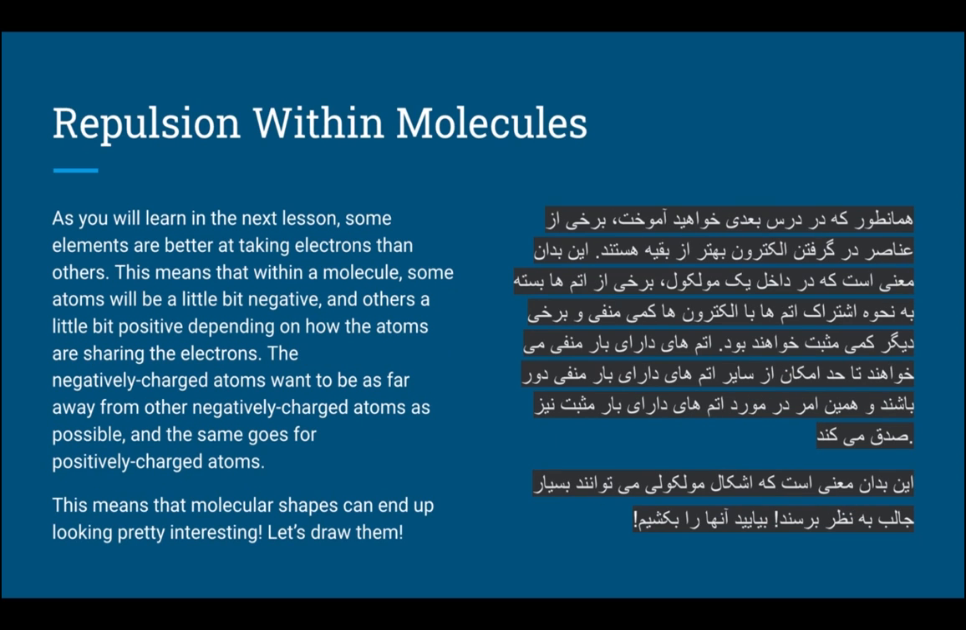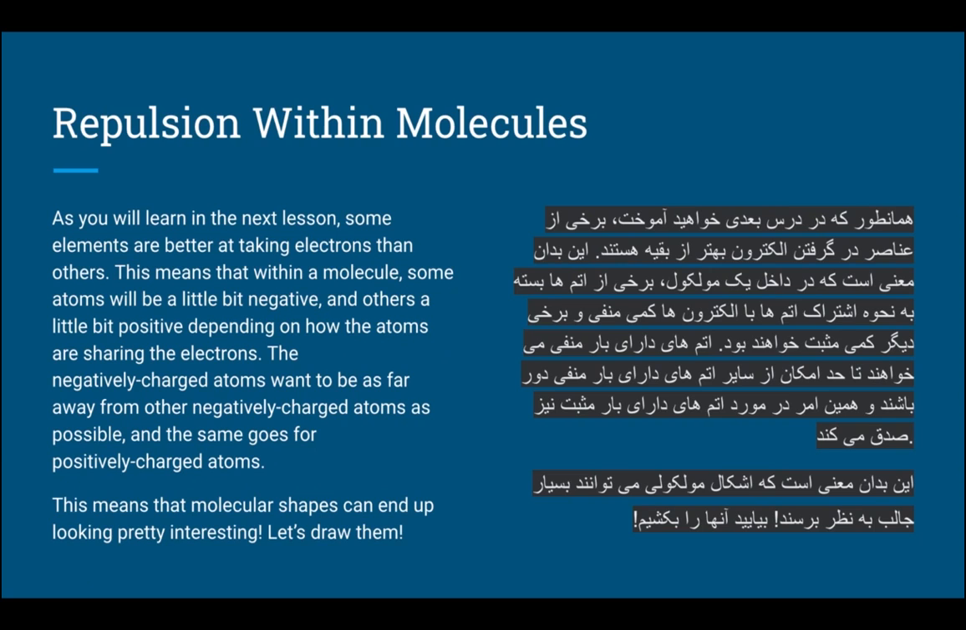So, as we'll learn in the next lesson, some elements are better at taking electrons than others. So this means that within a molecule, some atoms will be a bit negative and others a bit positive, depending on how the atoms are sharing the electrons. Because the negatively charged atoms want to be far away from the other negatively charged atoms, and the positively charged atoms want to be far away from the other positively charged atoms. Again, just like this magnet example that we have, the negatives repel and the positives repel. This means that molecular shapes can end up looking pretty interesting.